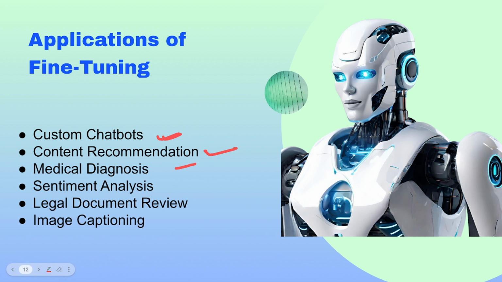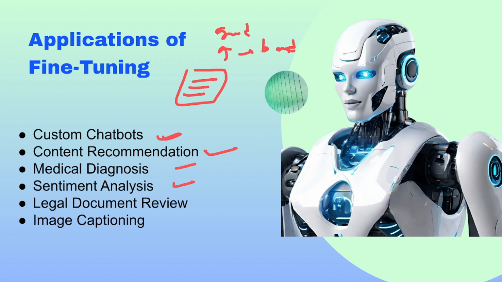Then sentiment analysis. Fine-tuned models can be employed to analyze social media posts or customer reviews to understand public sentiment about a product, service, or event. You might have seen there were some ideas, like I was going through it. If you have a picture, okay, in social media there are a lot of pictures. So how can we classify whether it is a good picture or a bad picture? This can also be done by fine-tuning.